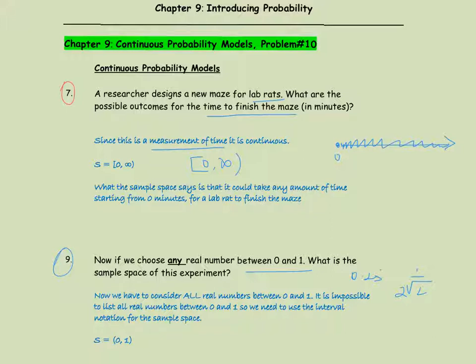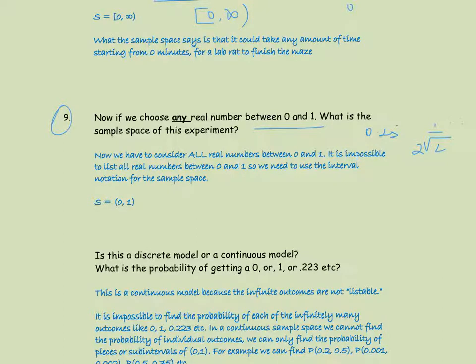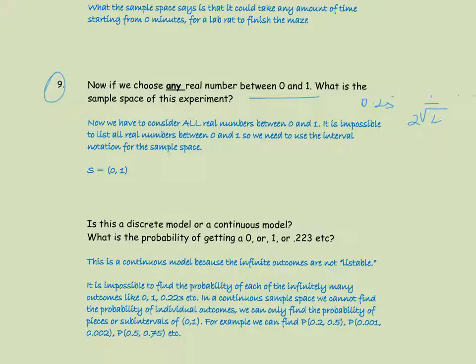Now all numbers from 0 to 1 cannot be listed. It's uncountable, and it's impossible to list the set of numbers, so we have to use the interval notation to represent this sample space again. So the sample space is anywhere from 0 to 1. So anything in that range of values is our sample space S. So this is again an example of a continuous probability model or a continuous sample space.